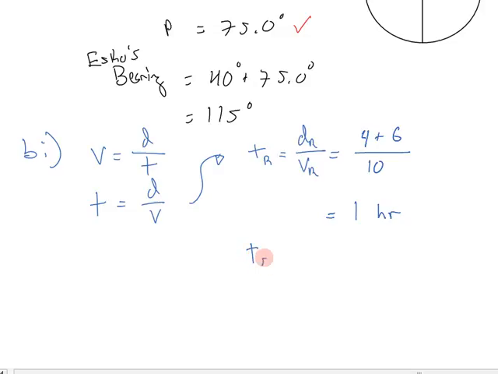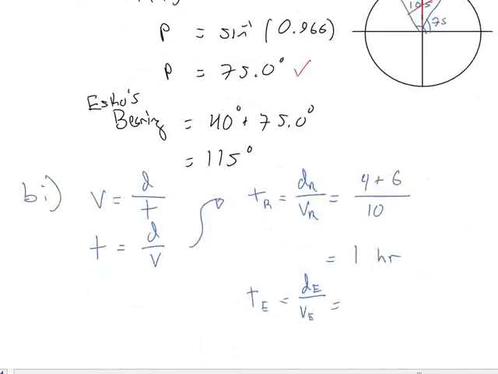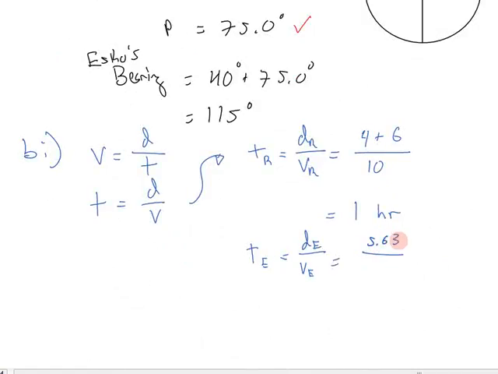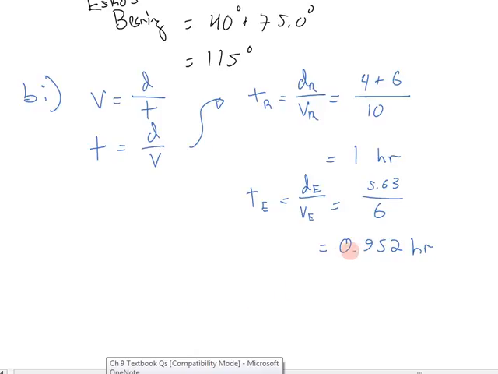Then we have the time for Esco. The time for Esco is the distance that Esco travels, divided by the velocity with which Esco travels. Going back to the diagram, we already determined that Esco travels a distance of 5.63 kilometers. Meanwhile, the question tells us that his velocity is 6 kilometers per hour. This gives us a total time of 0.952 hours to 3 significant figures. So who arrives first? Esco arrives first because it takes him less time to arrive at the point.